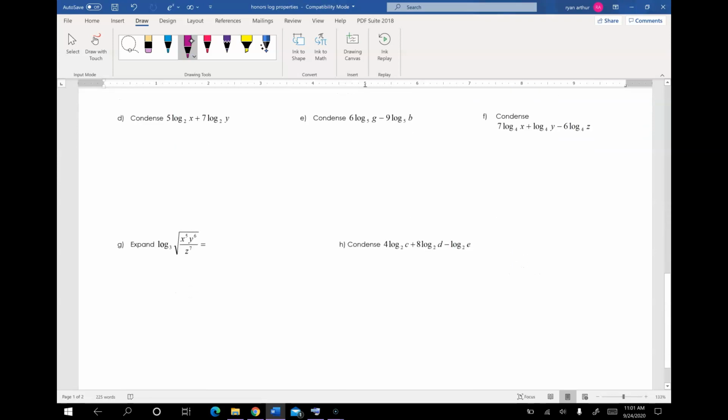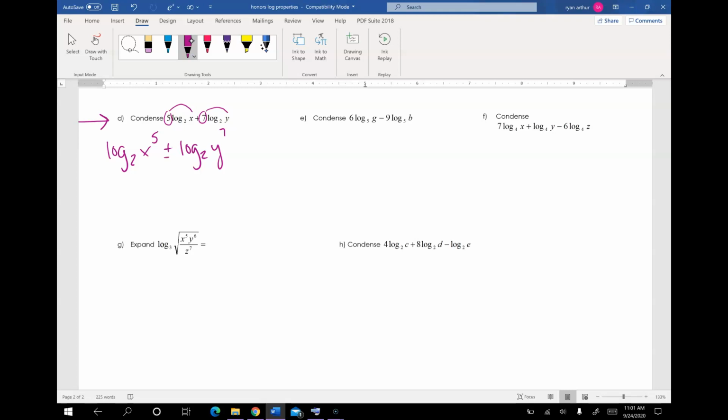All right, let's go to another condensed one. So this line down here is all condensed, okay? So I want to condense this. Now, before you can condense, you have to get rid of any number in front of log, okay? You have to turn them into an exponent. So I've got to take this 5, make it an exponent. Take this 7, make it an exponent. So now I have log base 2 of x to the 5th plus log base 2 of y to the 7th.